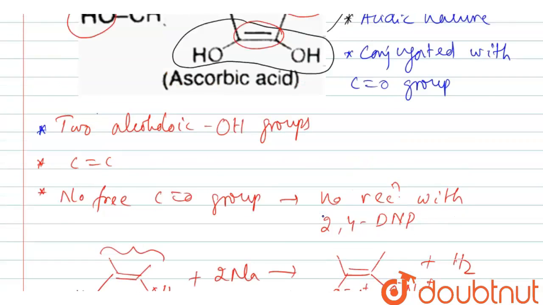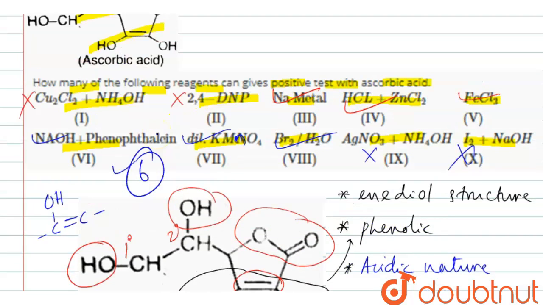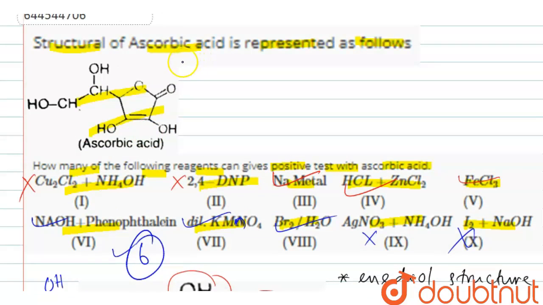Therefore, with how many reagents? Now we'll sum them up. It is reacting with 1, 2, 3, 4, 5, 6. Therefore, in total, ascorbic acid reacts with 6 reagents in the given question.